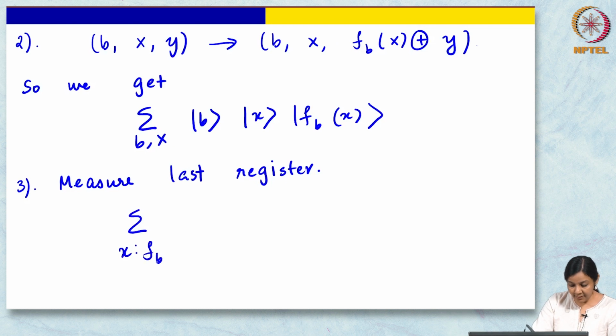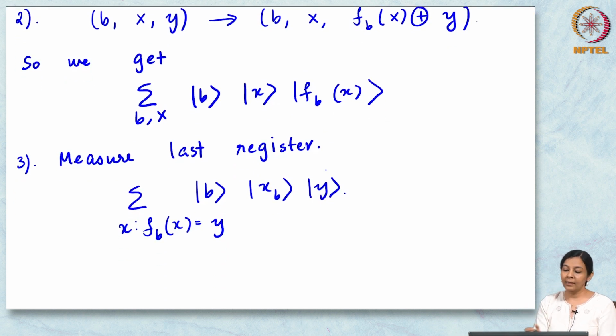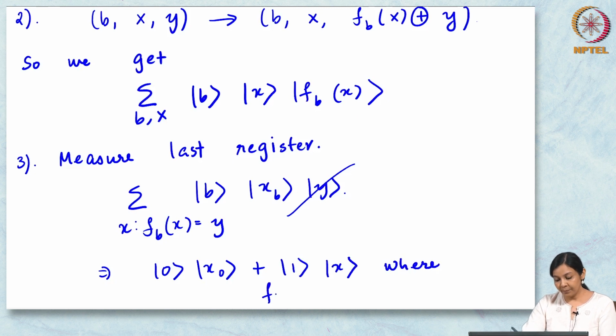So I will get the summation over b, x such that f_b(x) is equal to y of |b, x_b>, and of course y. There is some y. This is just to say that we can do it. As usual, I am going to discard this. So essentially what I got is |0, x0> plus |1, x1>, where f0(x0) is equal to f1(x1). This is what I wanted.